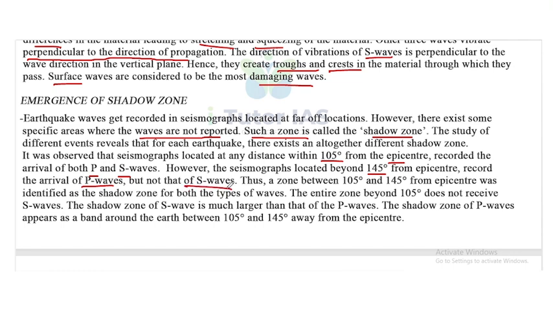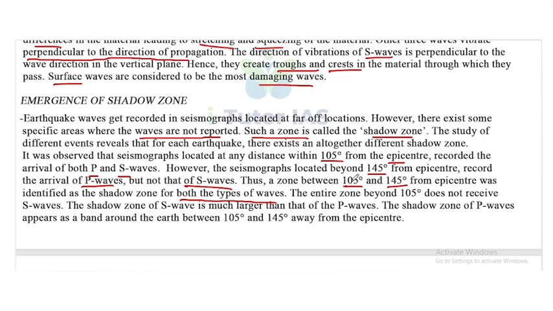not S waves. So within 105 degrees of the epicenter they recorded the arrival of both P and S waves, but seismographs located beyond 145 degrees from the epicenter recorded only P waves and not S waves. The zone between 105 degrees and 145 degrees from the epicenter was identified as the shadow zone for both types of waves.